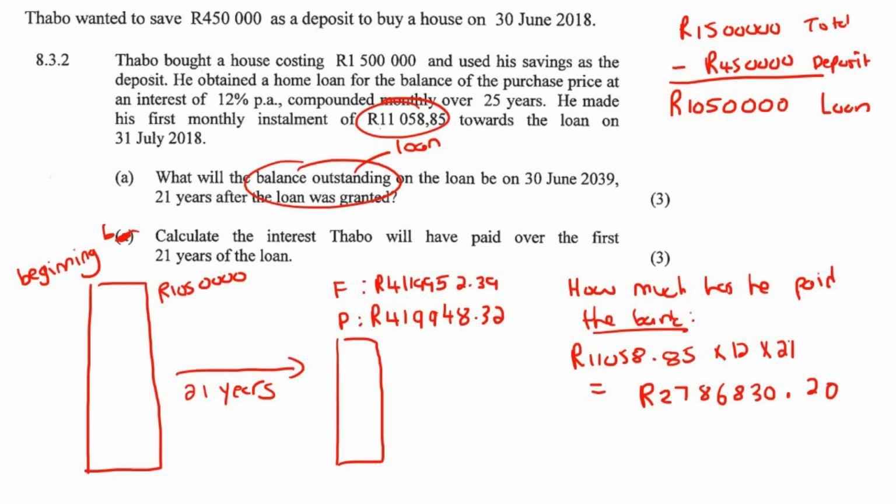So look at this, guys. Think about this carefully. Tabo has paid the bank 2.7 million rand already, but his loan amount has only gone down from 1,150,000 to that much. So how much has the loan decreased by? Well, let's see. The loan decrease would be the original loan amount minus what it is now.